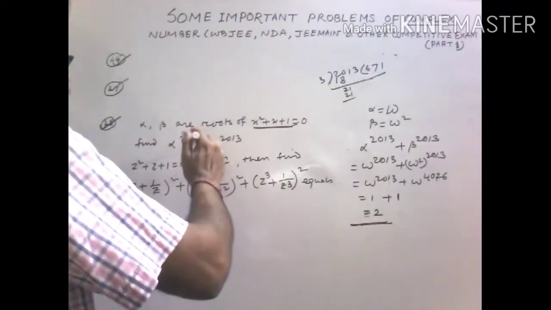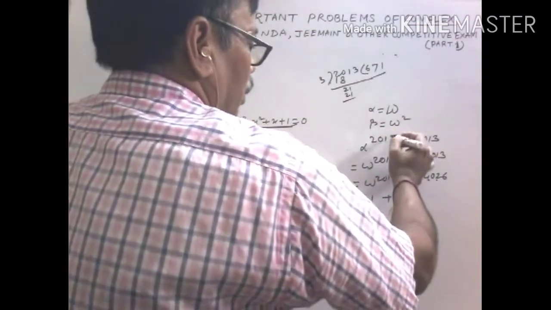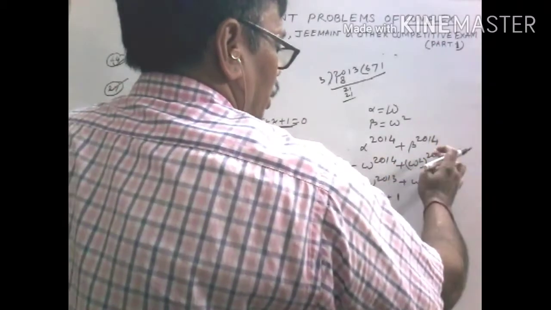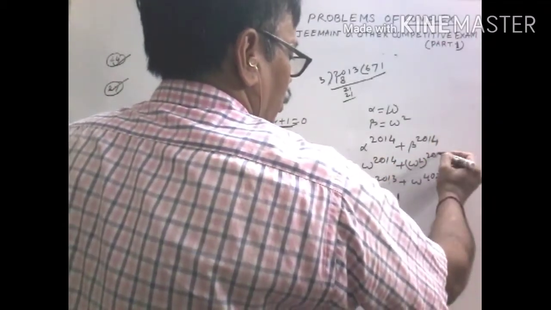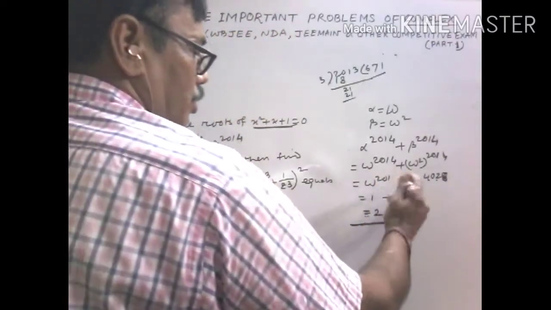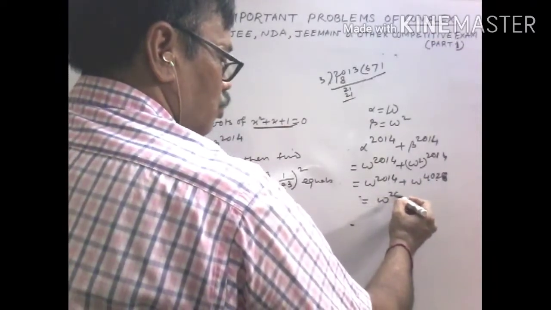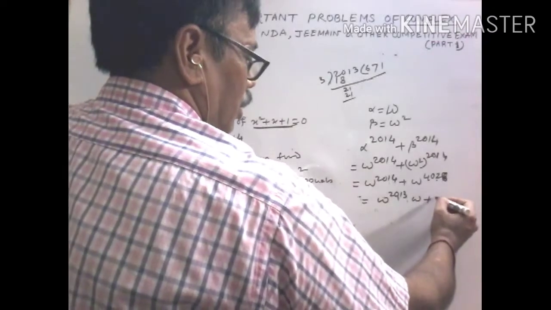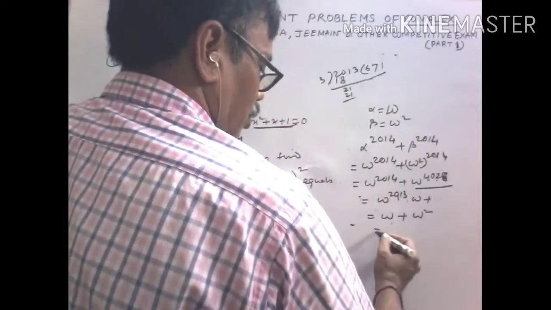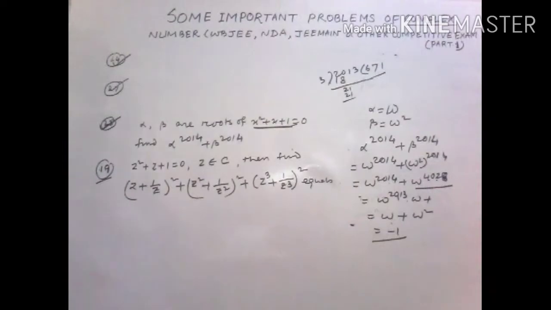So suppose it is 2014. If it is 2014, then the answer will be, look, 2014, 4028. So this is omega, because 2013 up to this, 2013 into omega. So this is omega and this one is omega square. So the value is -1.